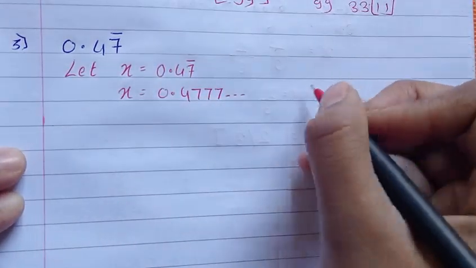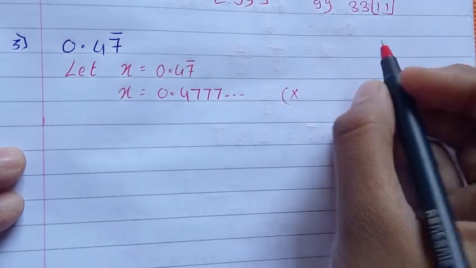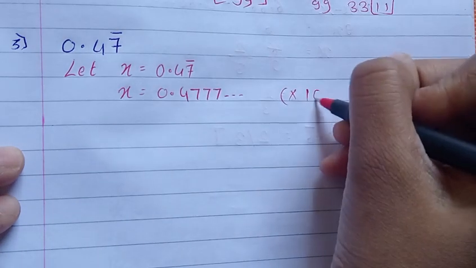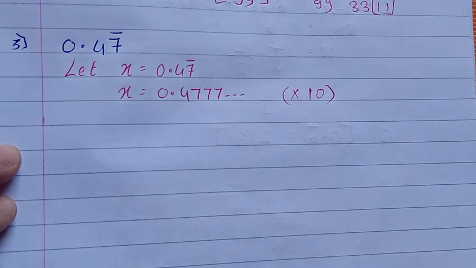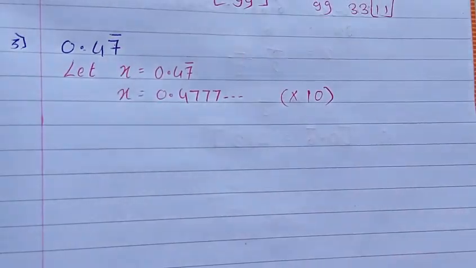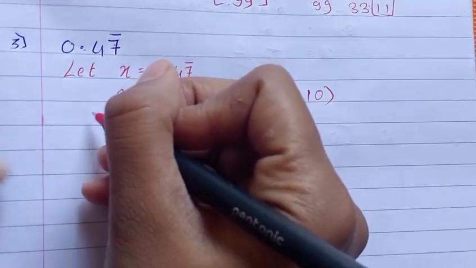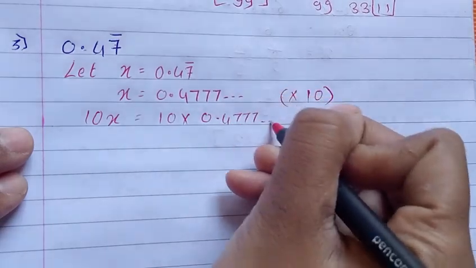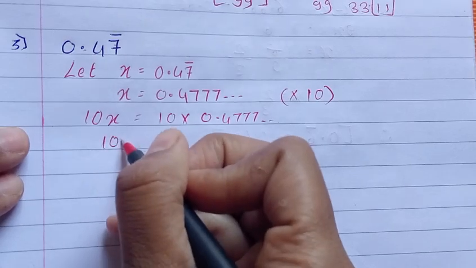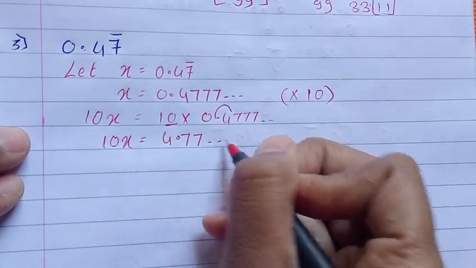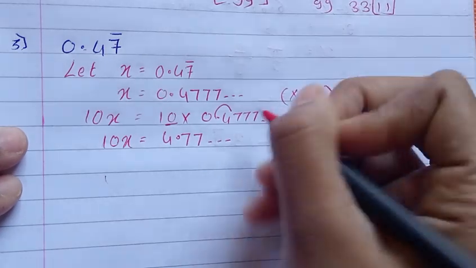Now the next step is, multiply by which number? Yes, you have to multiply by 10. Why 10? Because though after the decimal there are two digits, only one digit is repeating. Therefore multiply by 10. Then you will get 10x equals 10 into 0.4777 and so on. One decimal place will shift here, that is 4.77 and so on. This is our second equation and this was our first equation.